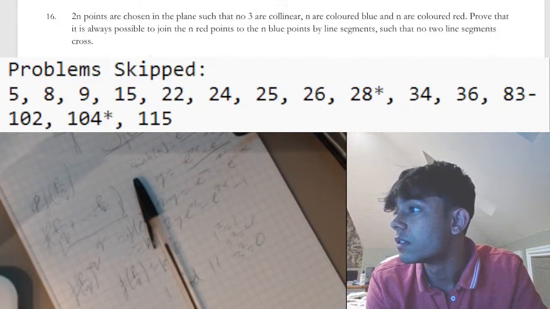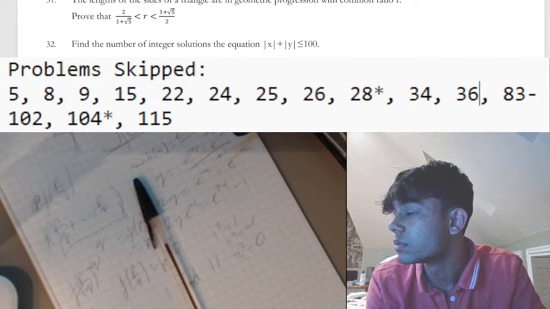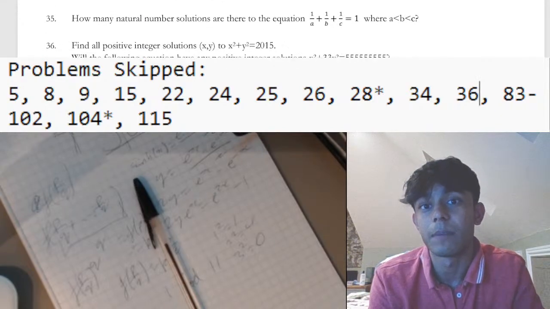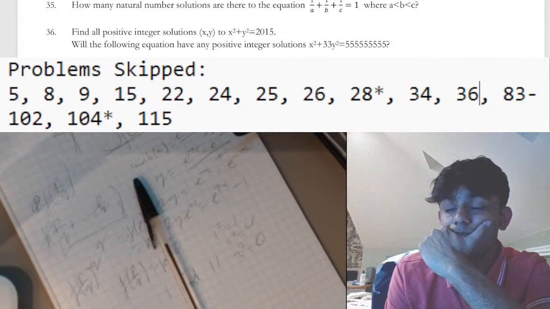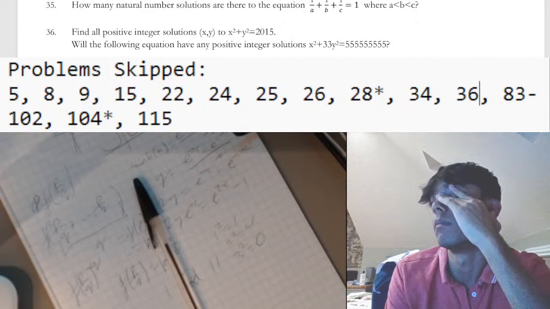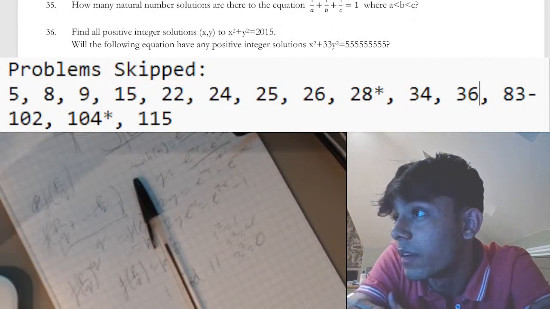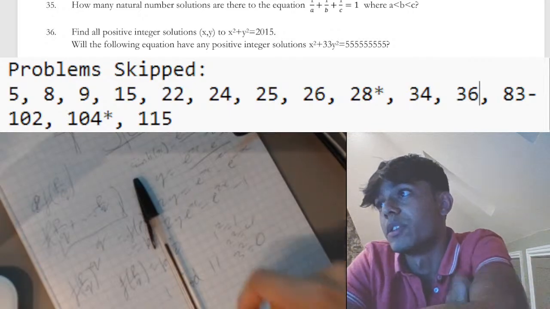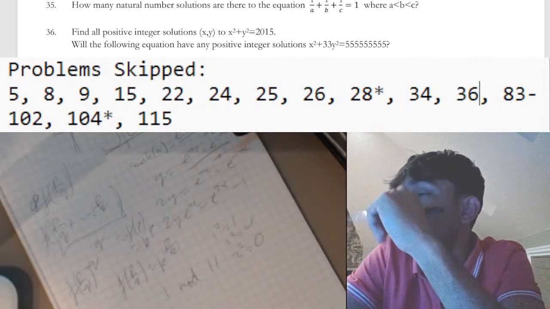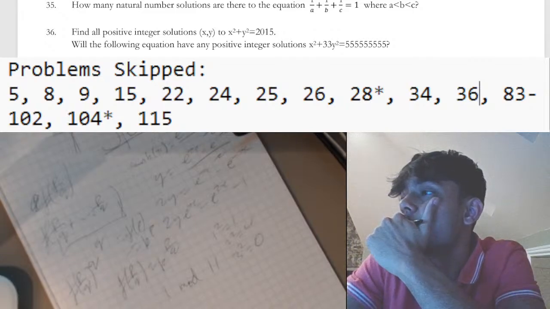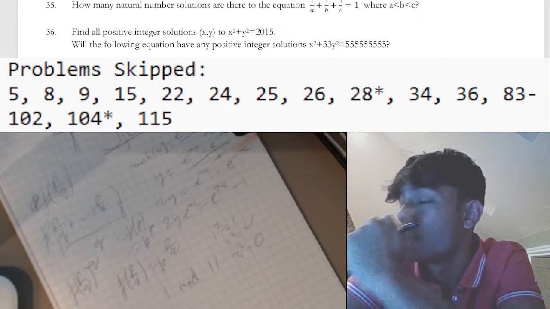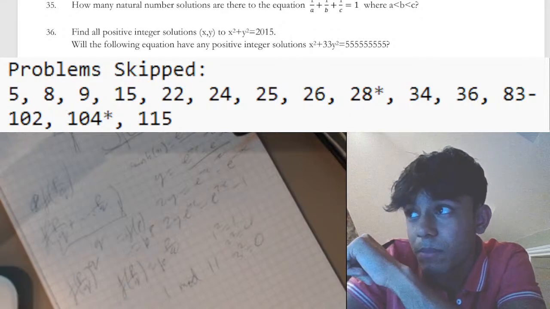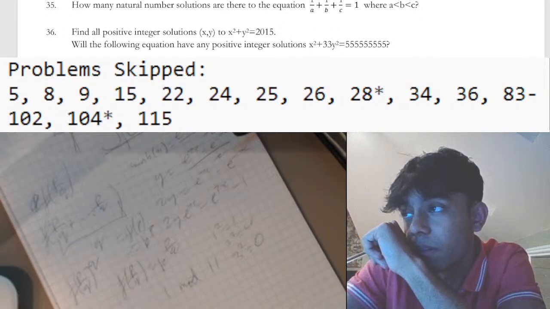36. Find, oh my days, find positive integer solutions to this. Yeah, I can't lie, what are we doing? I don't know who's setting these questions. Positive integer solutions. It's going to be some random mod argument again.